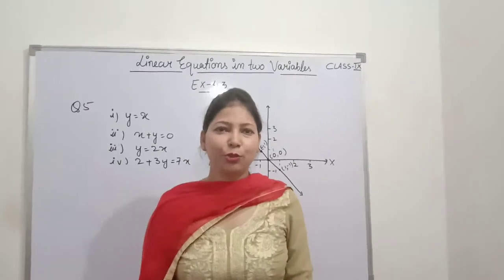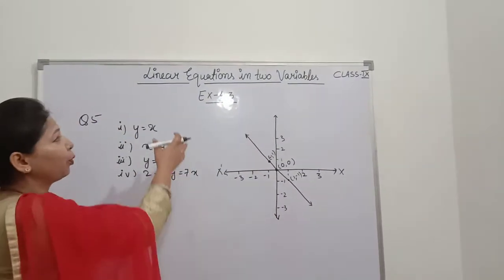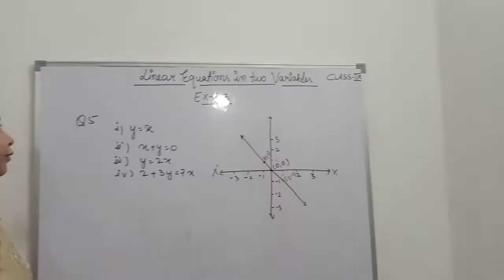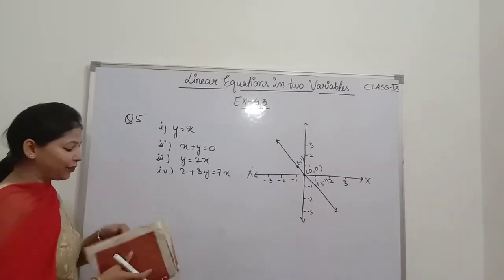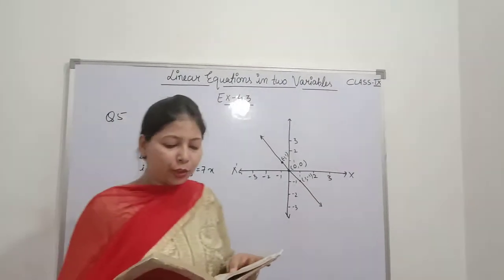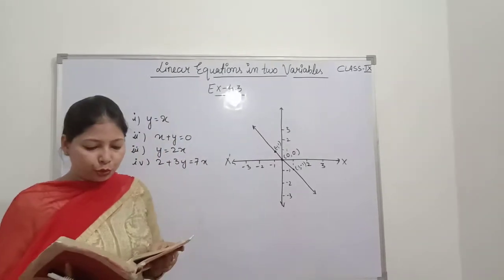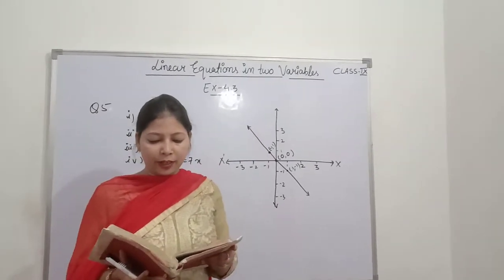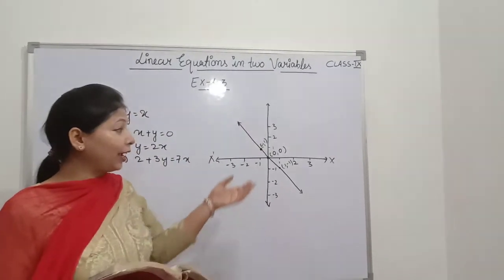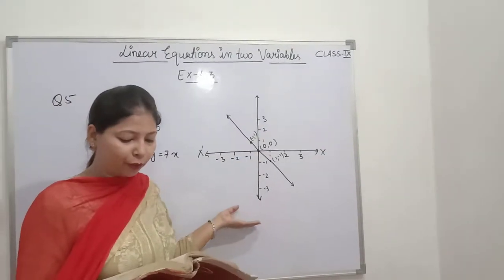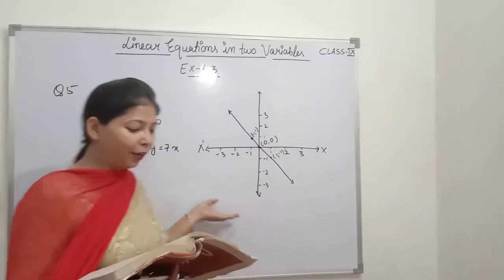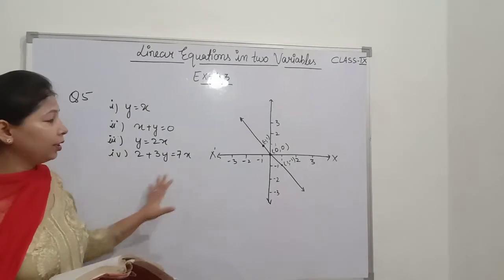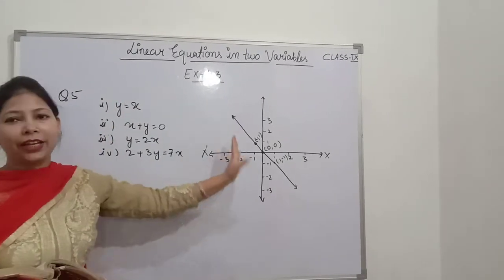Good evening, students. Today we are going to start with exercise 4.3, question number 5. Question number 5 says that from the choices given below, choose the equation whose graph is given in figure 4.6. I have made the figure for you. This is figure 4.6 and I have to choose which equation satisfies this graph.